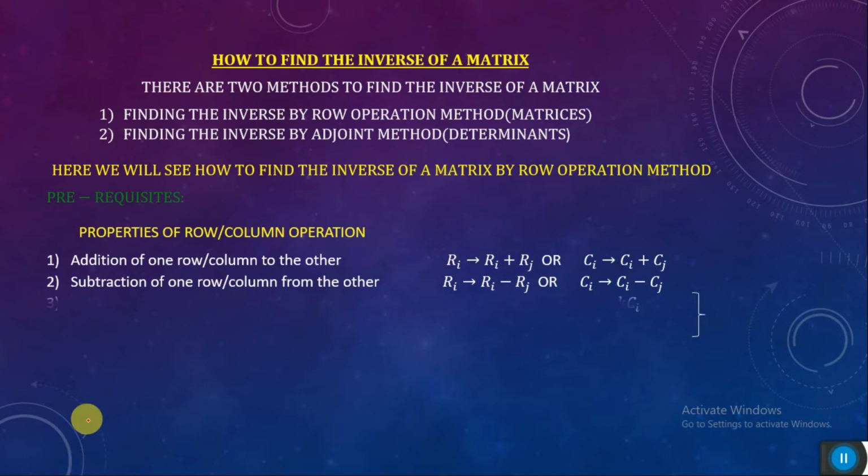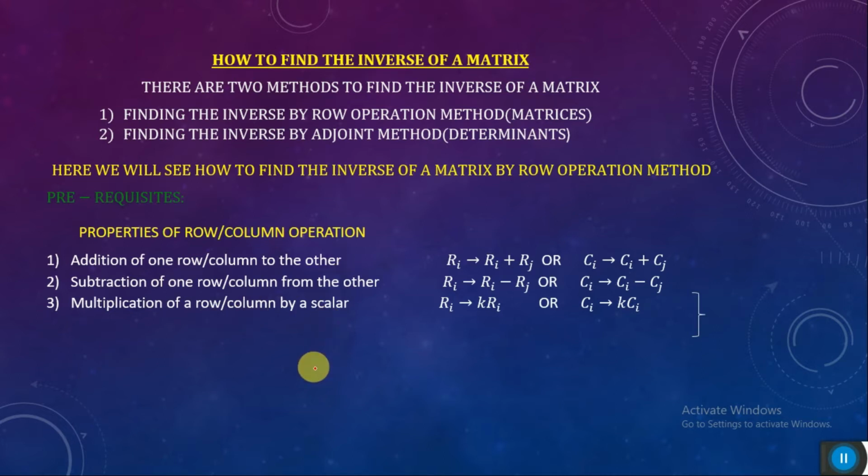Next operation is multiplication of a row by a scalar. So what do we mean by this? Suppose I have a matrix 1, 3, 2, 2. Now here what I can do is multiply any row with a constant. Suppose I want to make this 1.